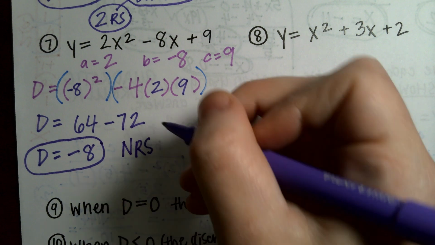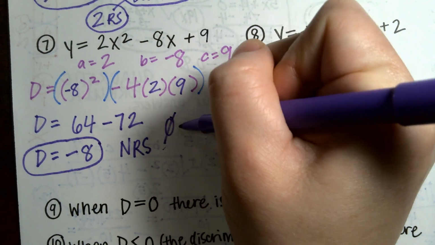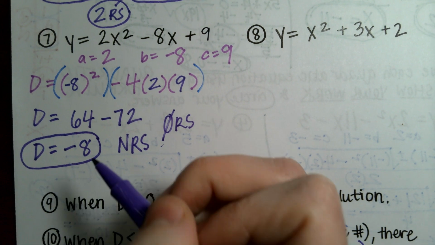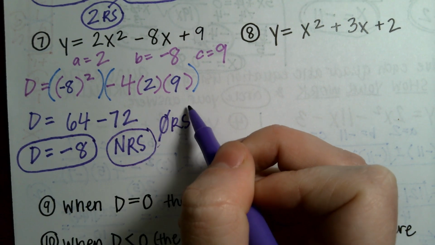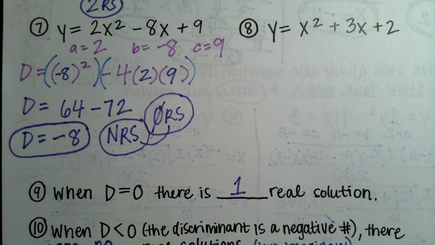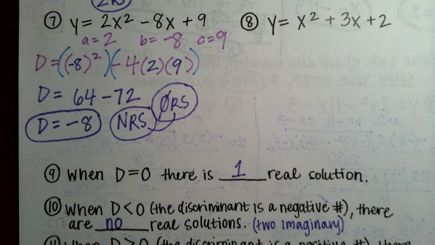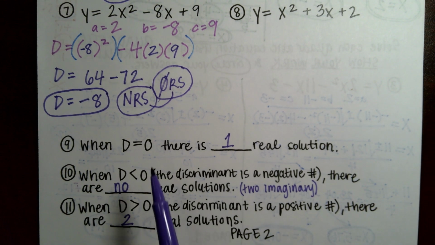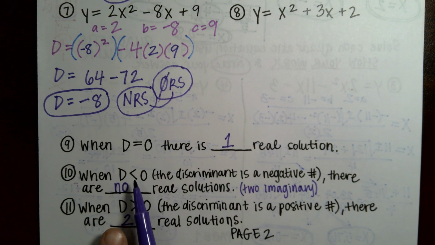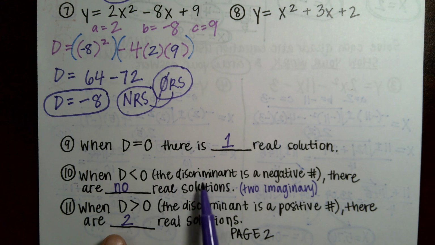No real solutions. Or if you like, you could put a 0 with a cross through RS. I'll take either, or I'll take the words written out. There's a lot of different ways to annotate that. Remember, we figured out that there's no real solutions because we got a negative number for our discriminant. And if D is less than 0, or if our discriminant is a negative number, that means there's no real solutions.